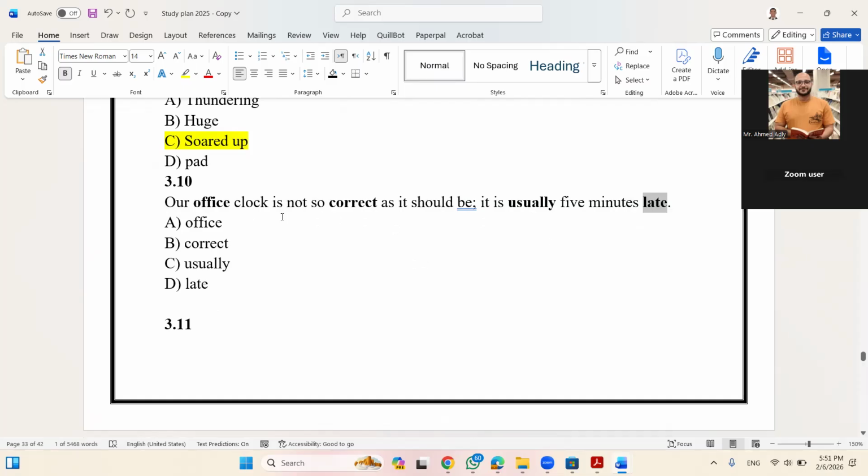Can you break it down? Look at this board. Our office clock is not so correct as it should be. Do we say correct or do we say accurate? Accurate. When we talk about the time, we say that the clock is accurate, right? Not correct. Okay, next.